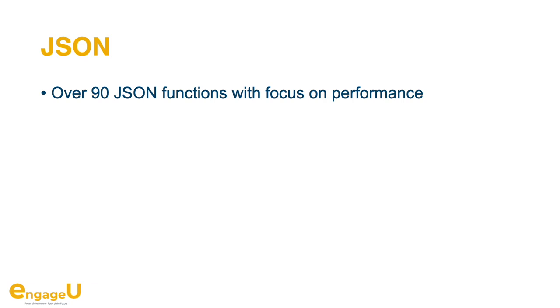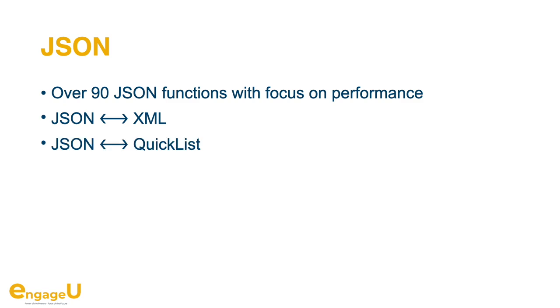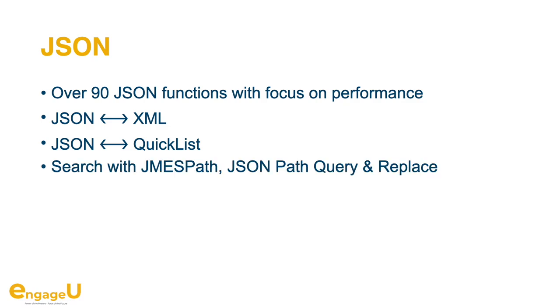Then we have JSON functions. You may have seen FileMaker has a few JSON functions. We have over 90 of them, and our functions are made for performance. They are made to work on huge JSONs. We have also JSON to XML conversion in both directions, which can be useful. We also can split a JSON into a list and back, which can help you if you have JSONs with, let's say, a million entries, and you want to work on them with performance.